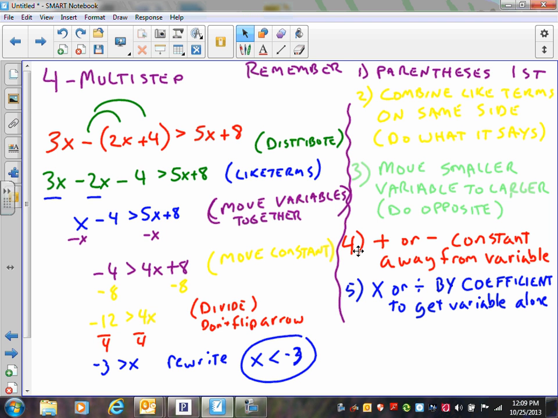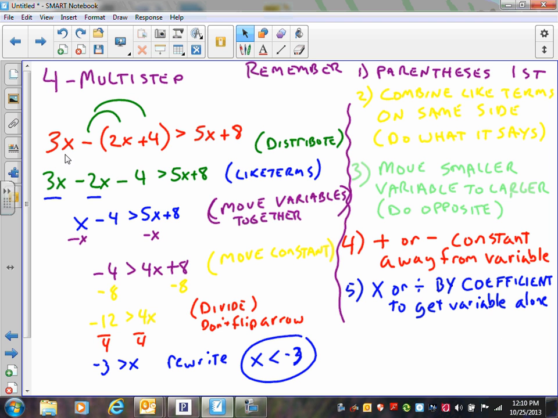After that, it should be a 2-step inequality. So you add or subtract the constant away from the variable. That's the number that's not with the variable. You move it away by doing the opposite. And lastly, you multiply or divide by the coefficient to get the variable alone. Remember, if that coefficient is negative, you'll be flipping that arrow.